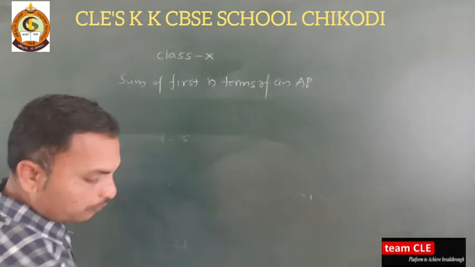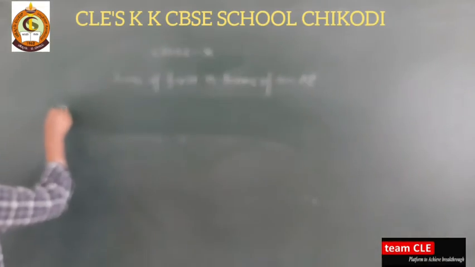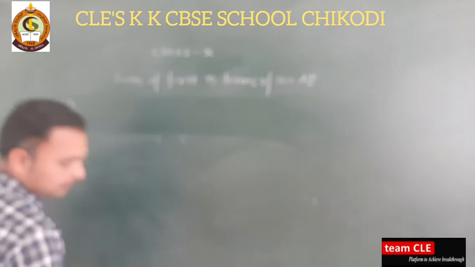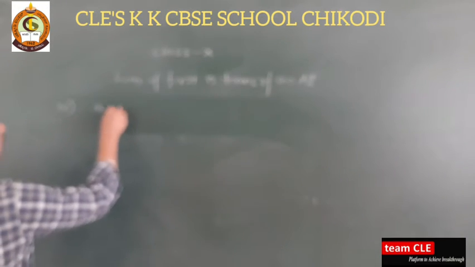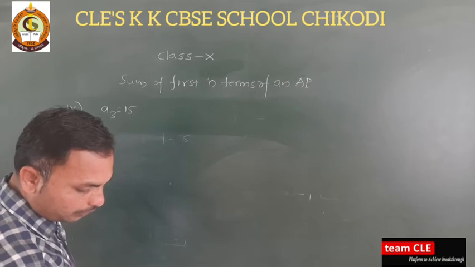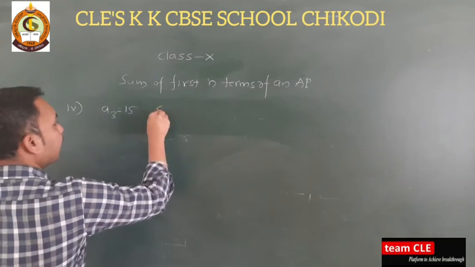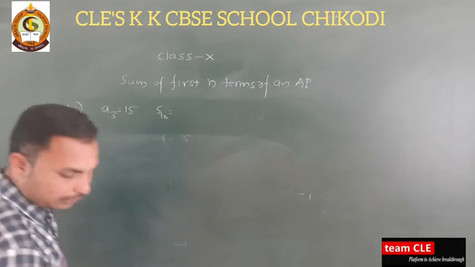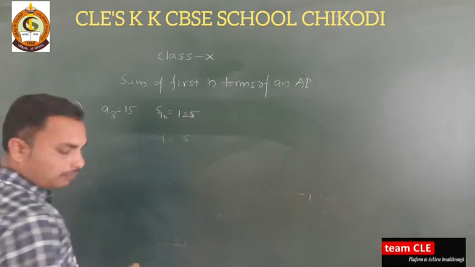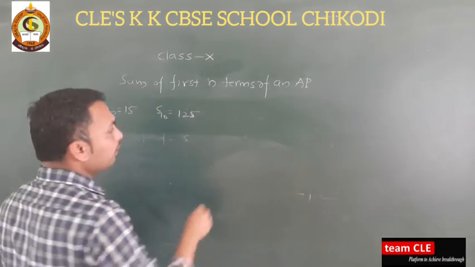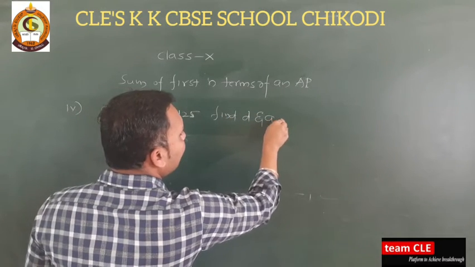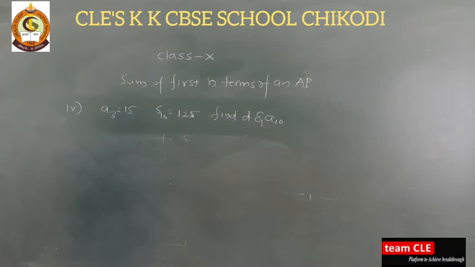Question number 4. So now we have question number 4 given. A3 is equal to 15. S of 10 is equal to 125. Now find D and A10.